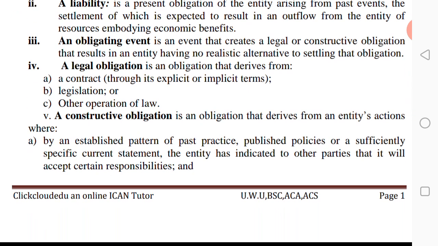An obligating event. What is an obligating event? You must understand it. They may ask us in the exam. You should define the difference between an obligating event and a legal obligation. An obligating event is an event that creates a legal or constructive obligation that results in an entity having no realistic alternative to settling that obligation.